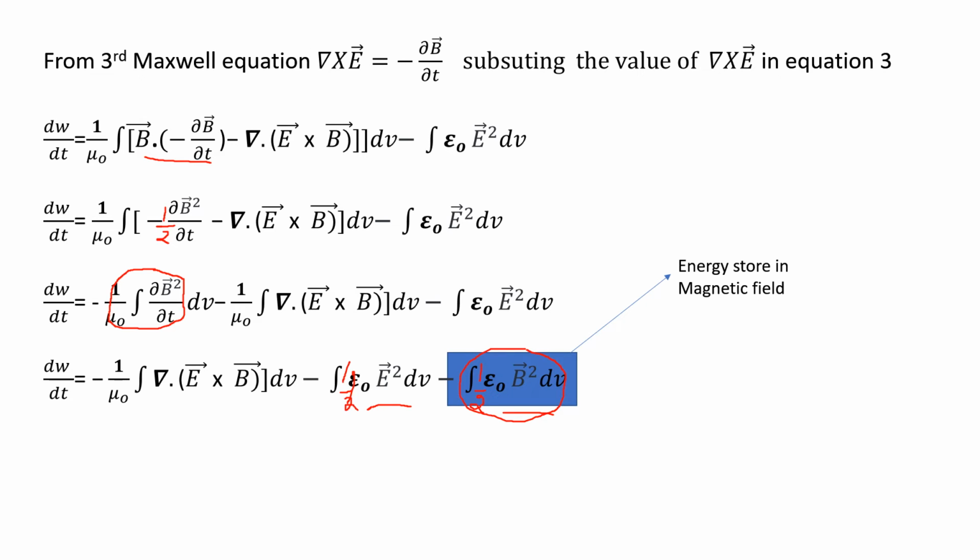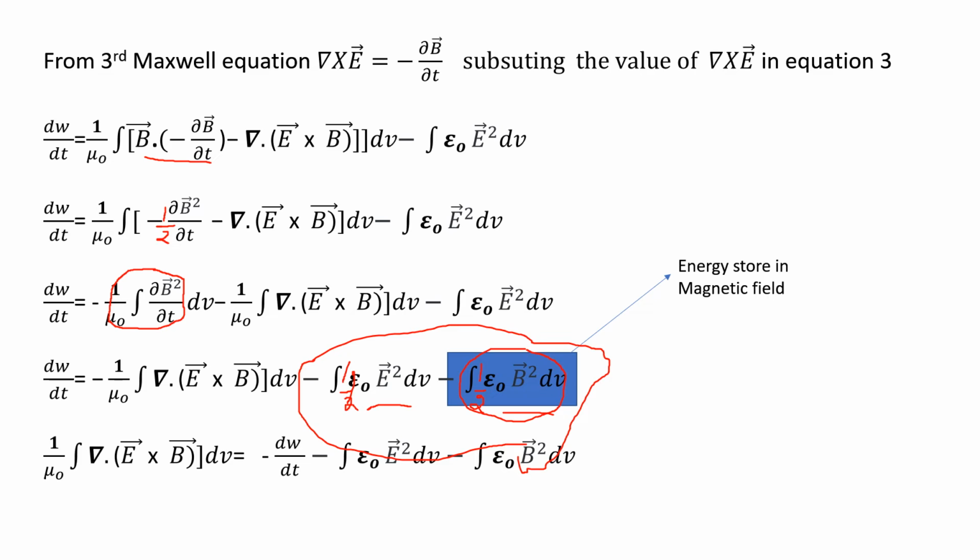So I take these two terms from my right hand side to the left hand side. So my next term becomes: 1 upon mu naught del dot E cross B dV is equal to minus dW by dt minus this whole term.